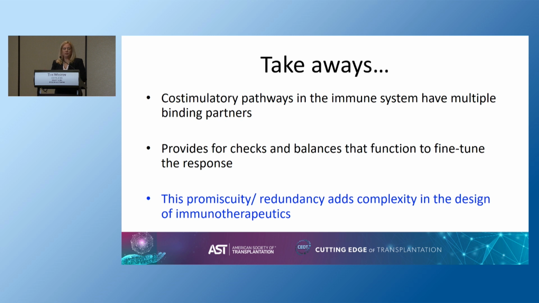So again, important takeaways are that co-stimulatory pathways in the immune system have multiple binding partners, and this really provides for the checks and balances that function to fine-tune the response. But this promiscuity or redundancy also adds complexity when thinking about the rational design of immunotherapeutics. So again, it's important to understand on what cell types these are expressed, and when they are expressed, when thinking about the design of immunotherapeutics for transplantation.